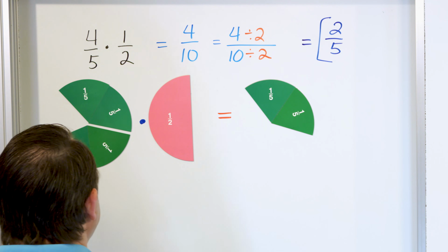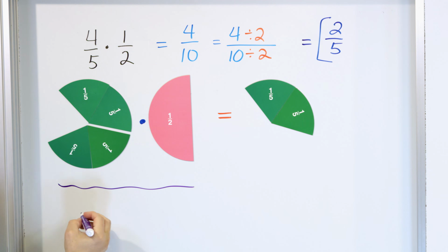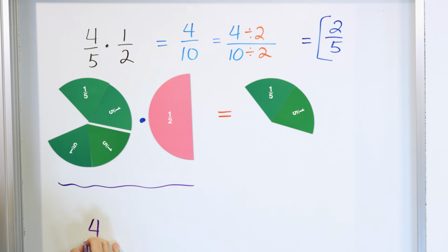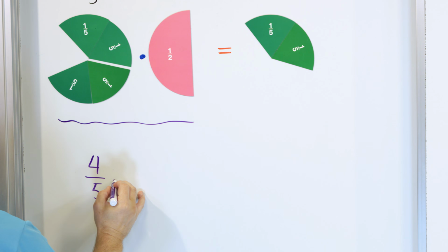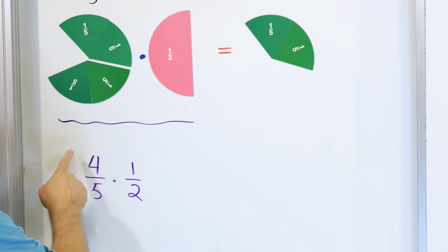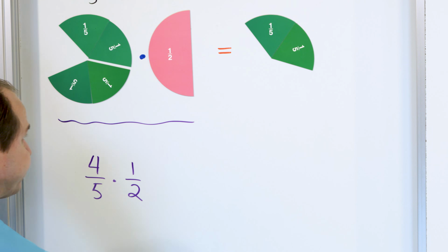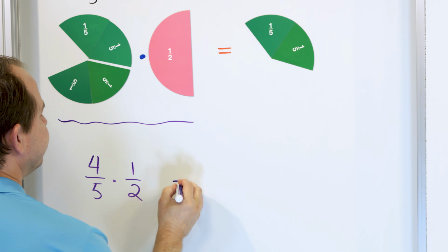Now the driving point of this lesson is I want to show you how to make this process cleaner. Let's look at 4/5. And we're going to multiply by 1/2 again. We already know what the answer is. The answer is 2/5. We multiplied the numerators and got a 4. We multiplied the denominators, got a 10, and then we simplified the result. All right?